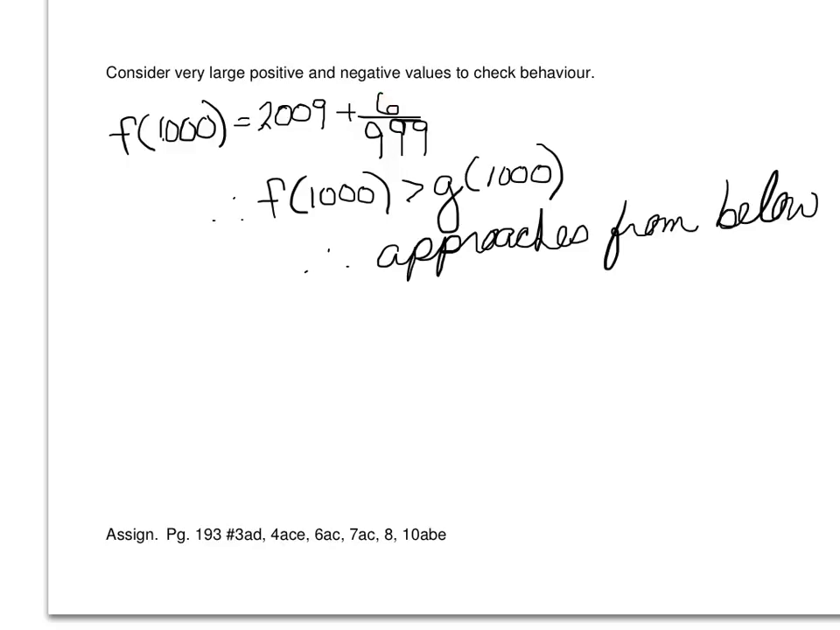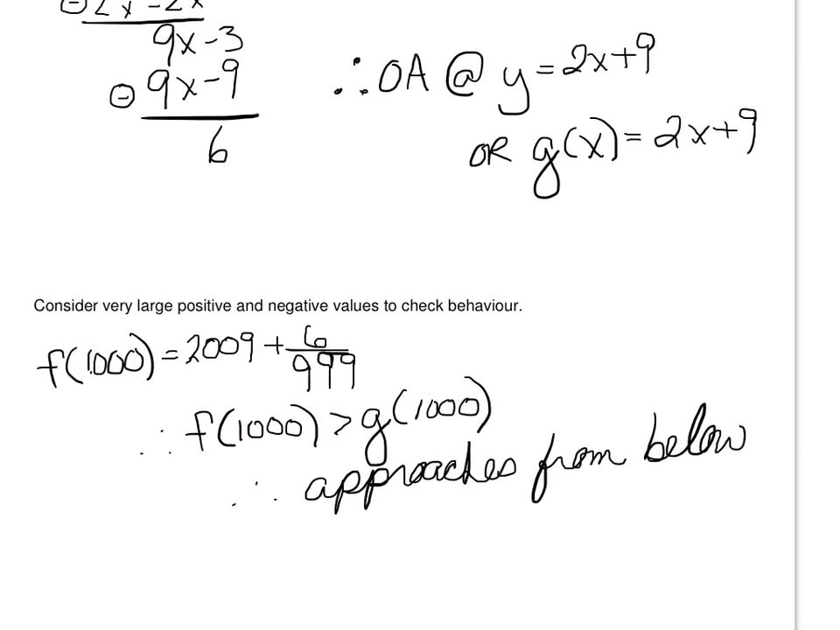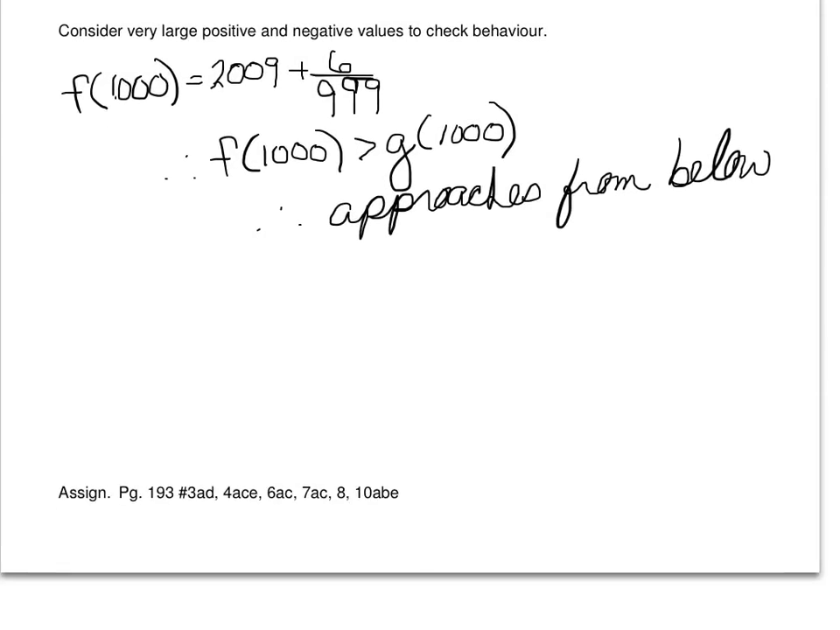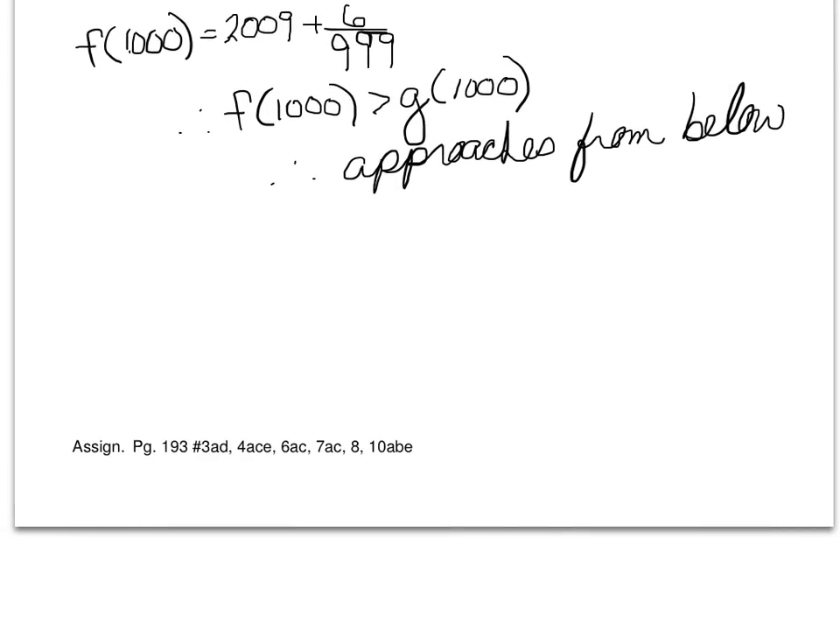And when I sub 1,000 into g of x, I can see really easily that f of x is going to be bigger. Sorry for the scroll again. I can see g of x is going to be 2009 when I sub in x equal to 1,000. So f of x is bigger. So if it's bigger, then it means when x gets really big, it approaches from above.